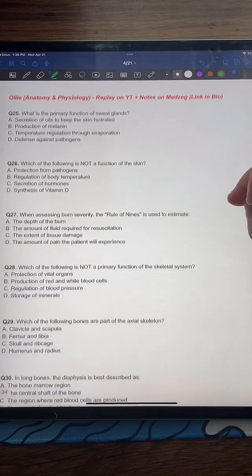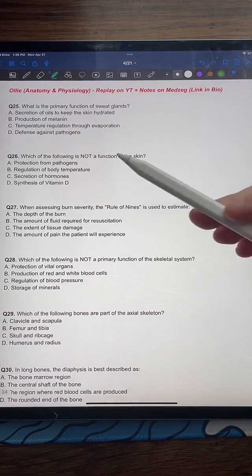Number 25. What is the primary function of sweat glands?